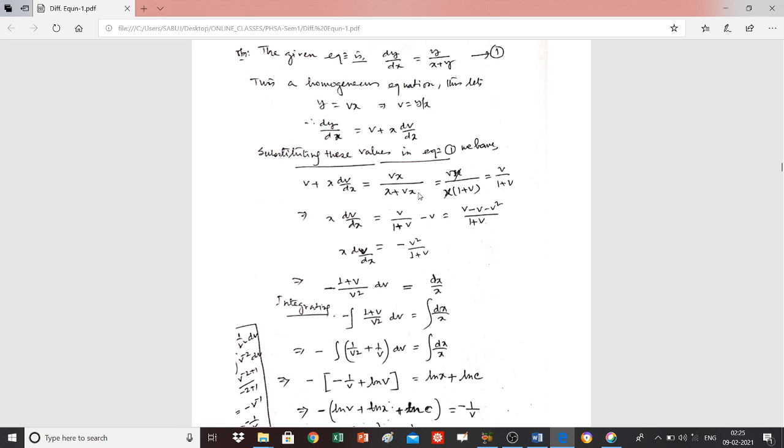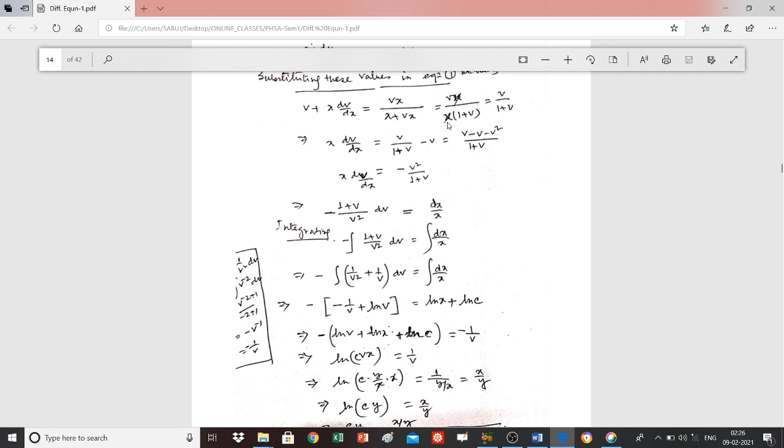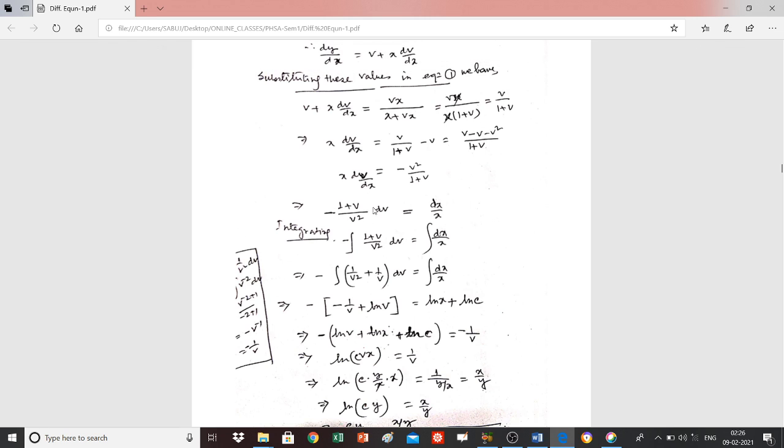I have done it here, and after some simplification, after some steps, we get x dv by dx is equal to minus v square by 1 plus v. Just go through this. Every step is calculated and given here, so there will be no problem understanding how this equation comes from this equation. Okay, no problem. Then now just integrate both sides of this equation. So (1 plus v) by v square dv is equal to dx by x.